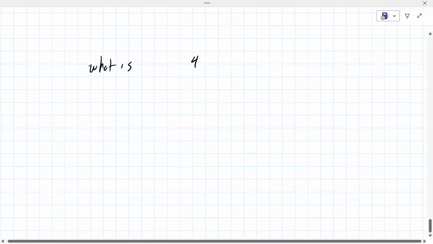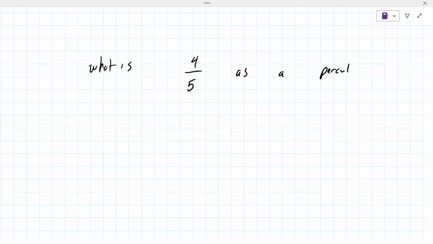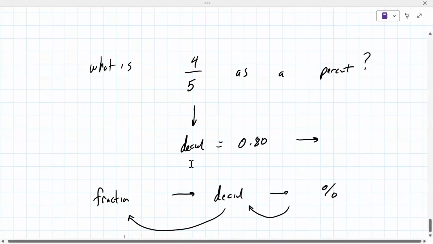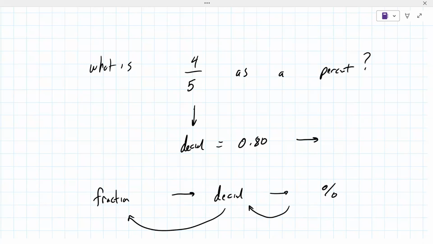What is 4 divided by 5 as a percent? Okay. .80. So that's a decimal. And then is a percent. Yes. Oh, okay. And you generally go from a fraction to a decimal and to a percent, and you can also go backwards, but that's generally the progression.